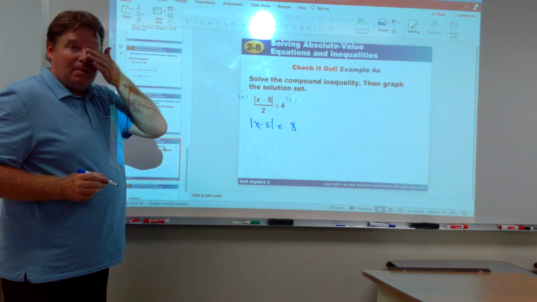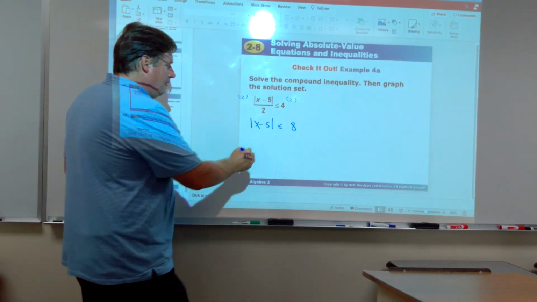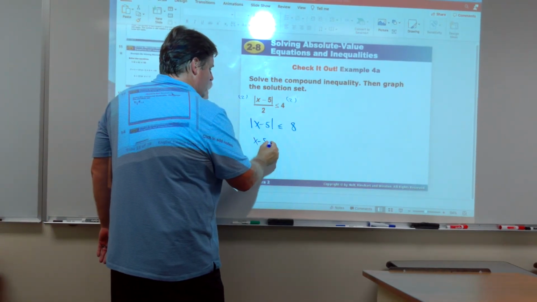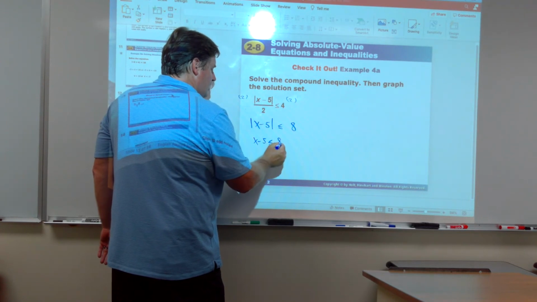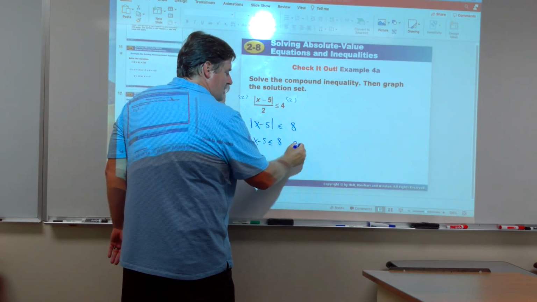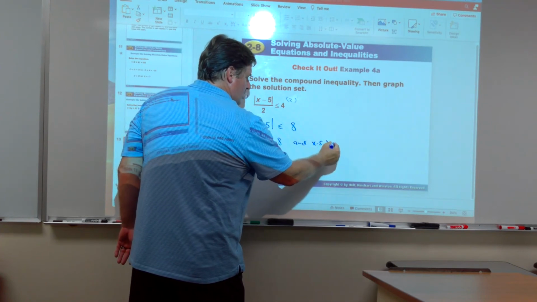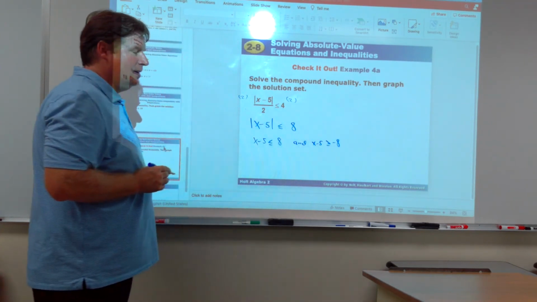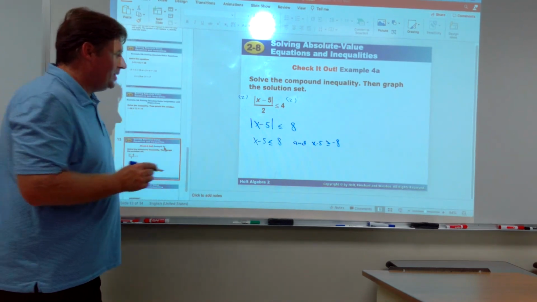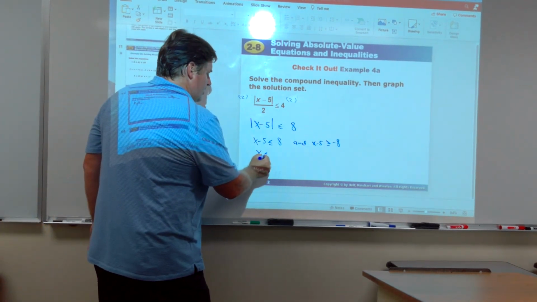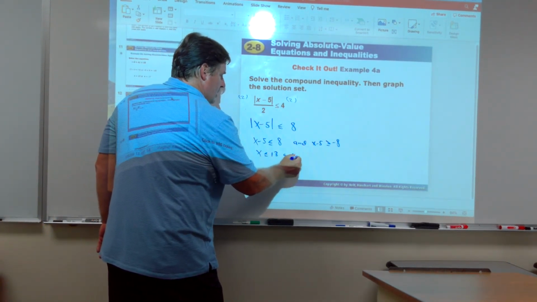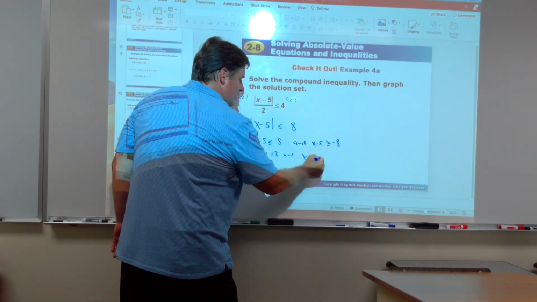Now we can break it up. We're going to write it just as we see it. x minus 5 is less than or equal to 8. Now since it's less than, that means it's an and. x minus 5, flip the sign, greater than or equal to negative 8. It's the same process every single time. So x is less than or equal to 13, and x is greater than or equal to negative 3.